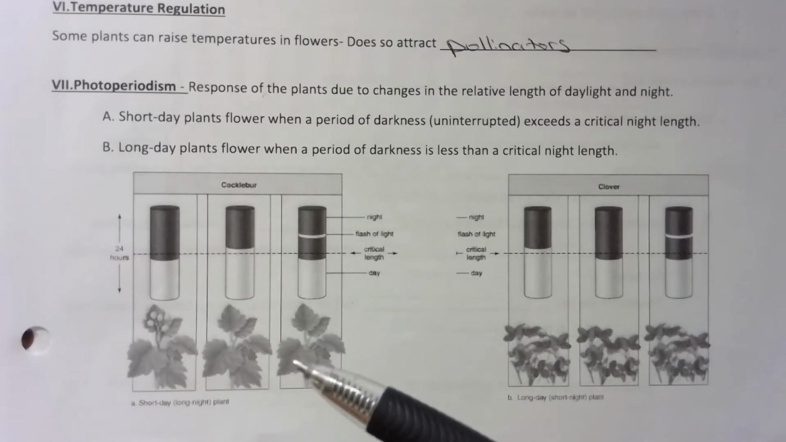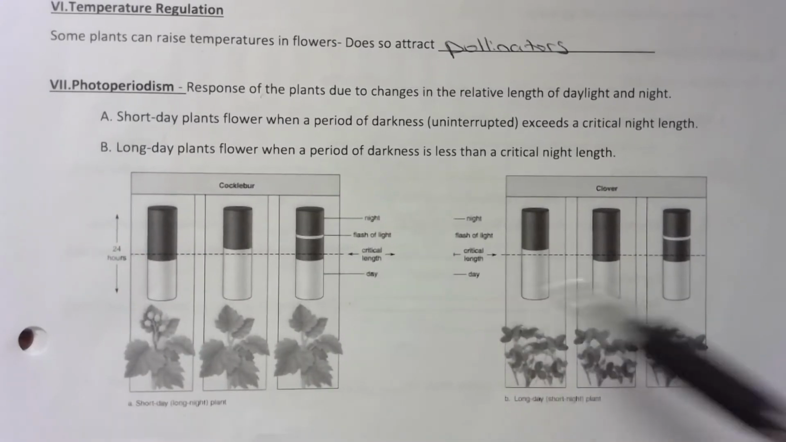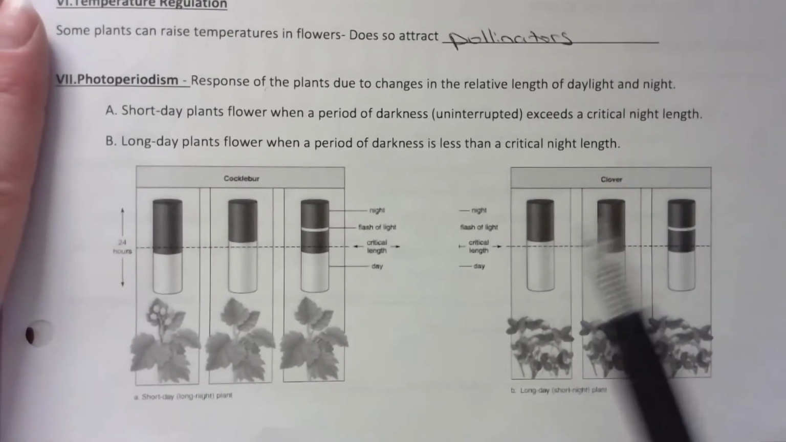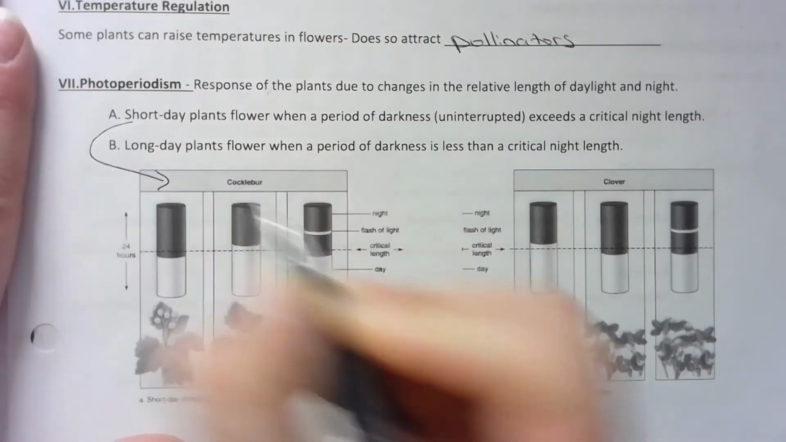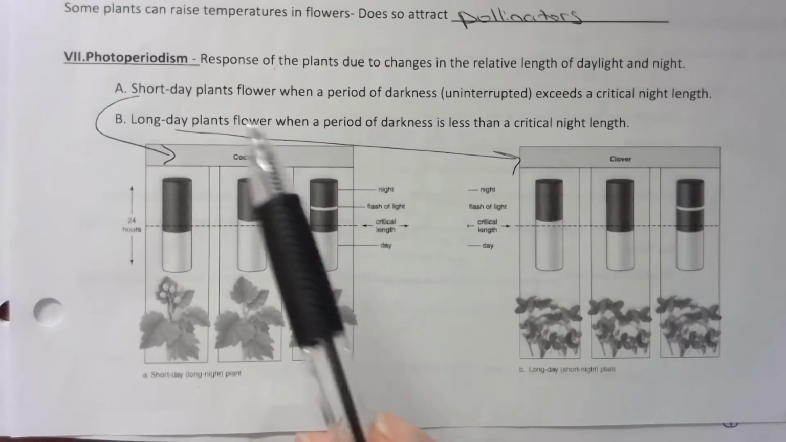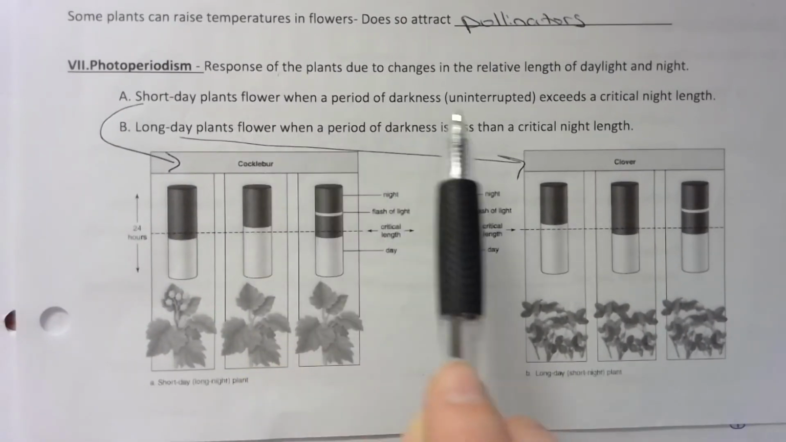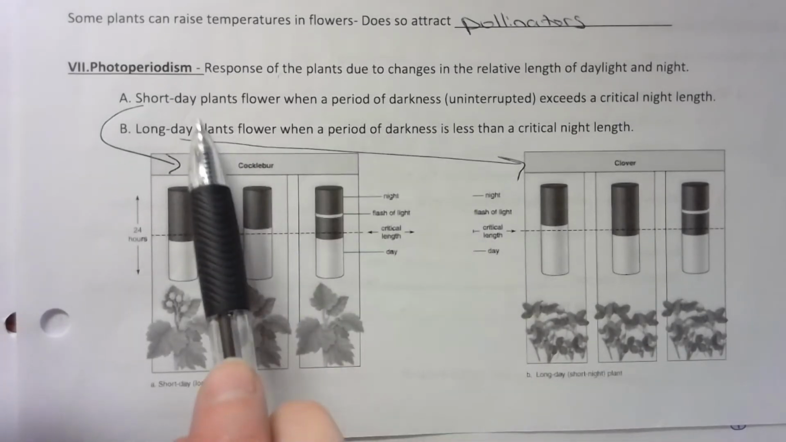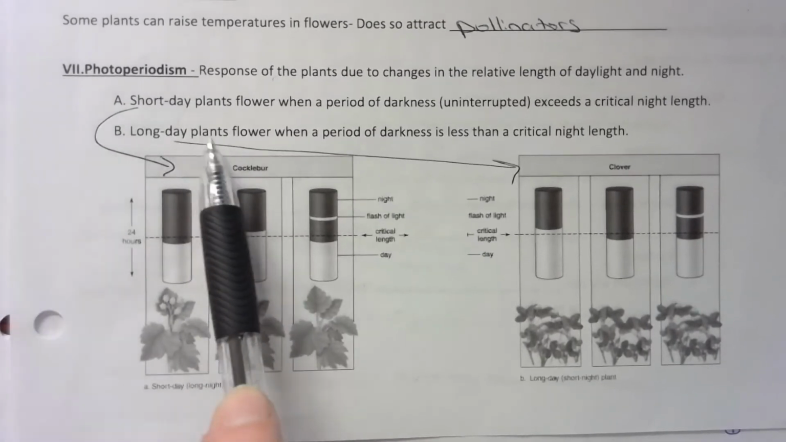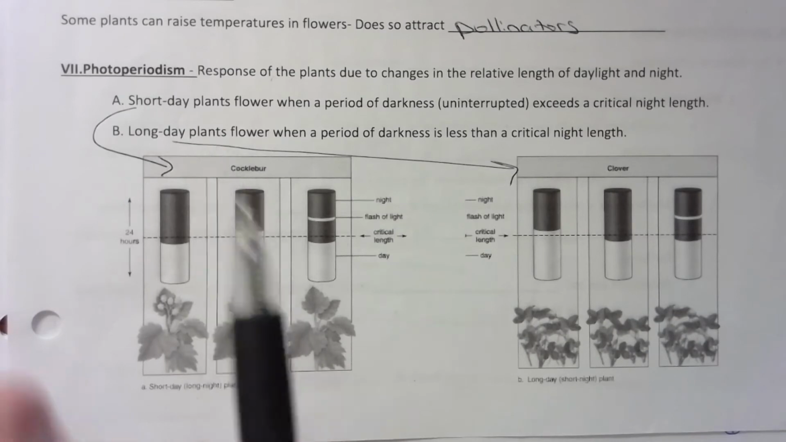The amount of light plants receive affects whether they're going to flower or not. And there are two types of plants: short day plants and long day plants. And it's exactly what it sounds like. Short day plants want a certain amount of darkness. They want short days. Long day plants want more sun. They want long days, and then they will flower.